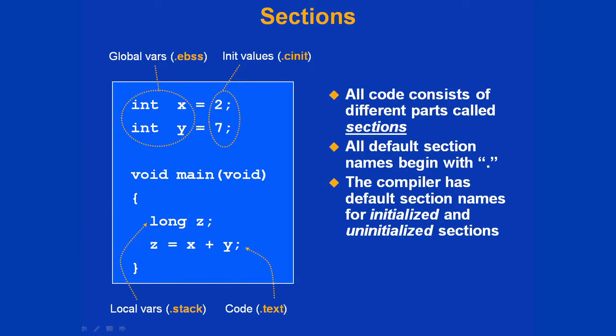All code consists of different parts called sections. All default section names begin with a dot and are typically lowercase. The compiler has default section names for initialized and uninitialized sections. For example, X and Y are global variables and they are placed in the section .ebss, whereas 2 and 7 are initialized values and they are placed in a section called .cinit. The local variables are in a section .stack and the code is placed in a section called .text.